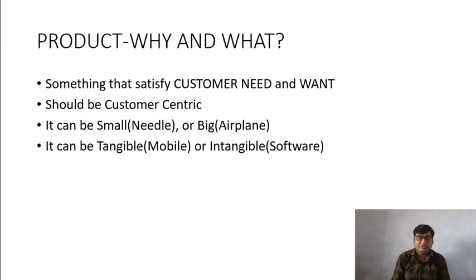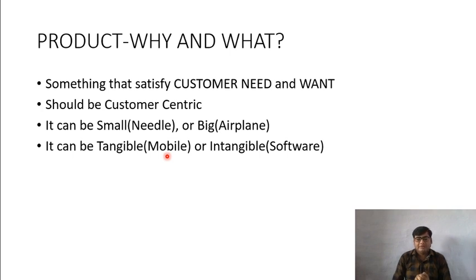Now needle and airplane both are tangible products. What I mean by tangible is that something that we can touch or we can feel, but that need not be always the case. It is not necessary that product should always be these tangible products. Another example of tangible product is mobile phone. We can feel mobile phone in our hand, we can touch the mobile phone, we know that this is the mobile phone, it is there in our hand.